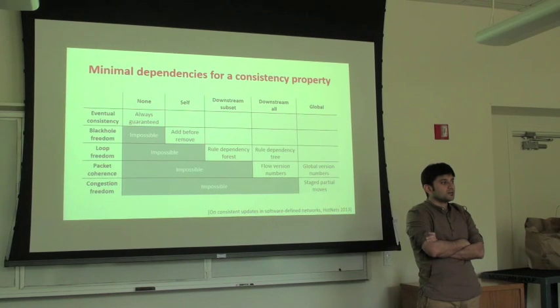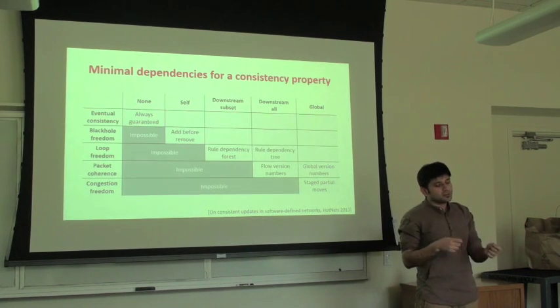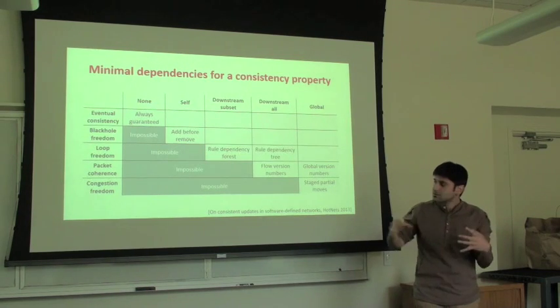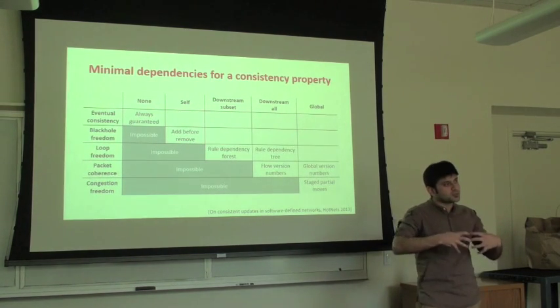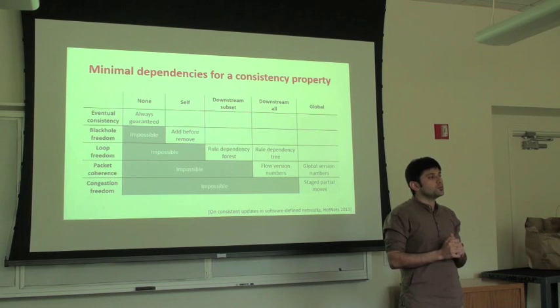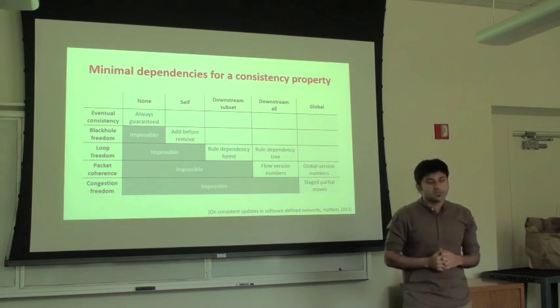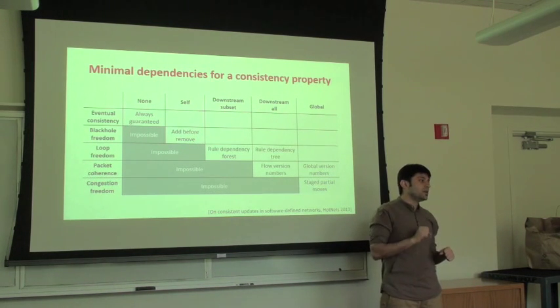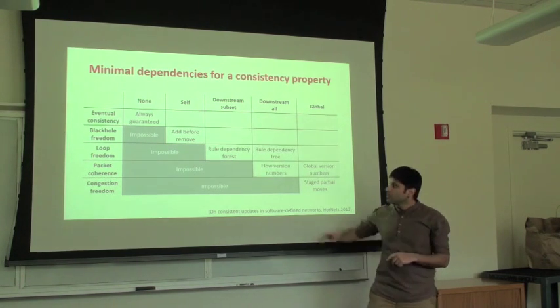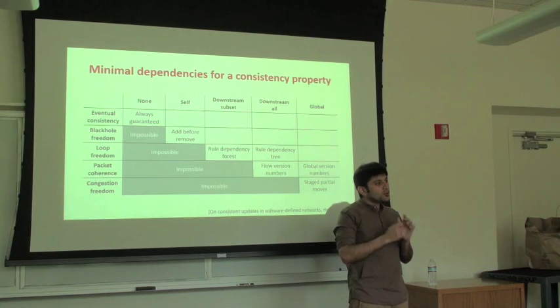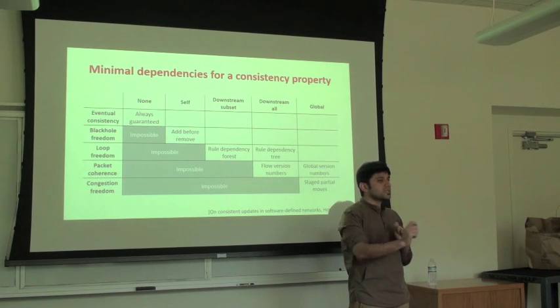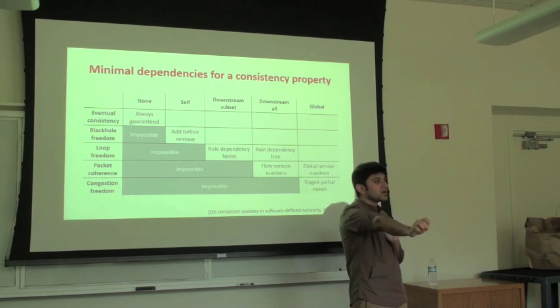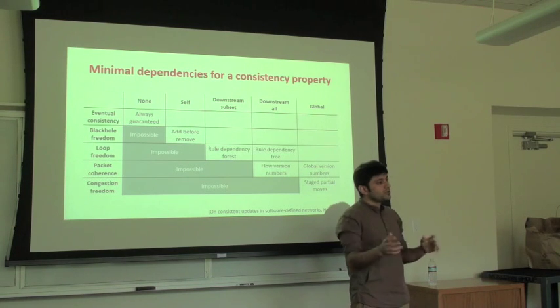So think of it from a switch's perspective, this table may be better understood that way. When can I install new rules? Who do I depend on before I can install new rules? If you want congestion freedom, you could depend on anybody in the network, because anybody in the network could be sending traffic on the link that you rely on for congestion not to happen. But if you only care about loops, you only depend on your downstream switches, because as long as their flow tables are updated to the new rules, you're okay. You can update yours.